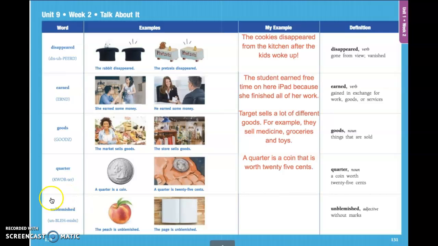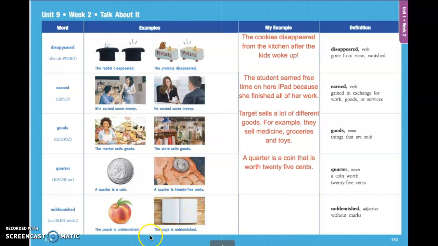So let's go back to our vocabulary word here. All right, guys, say it with me. Unblemished. Unblemished. Go ahead and say it again. Unblemished. That's a longer word. And what unblemished means is that there is no marks, nothing on whatever it is. So you see here, the peach is unblemished because there are no bruises, there's no marks, there's nothing on this peach at all. It's just a peach.